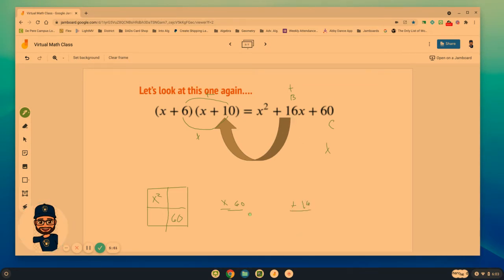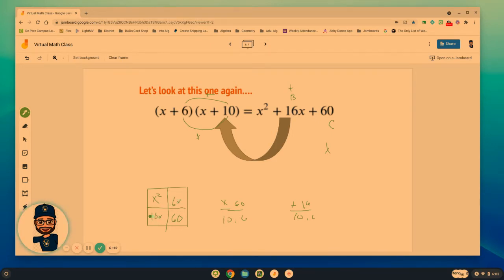So two numbers that multiply to 60 but add up to 16, well, that would be 10 and 6. Right? 10 times 6 is 60, and 10 plus 6 is 16. And so we can put a 10x in one box, and we can put a 6x in the other.